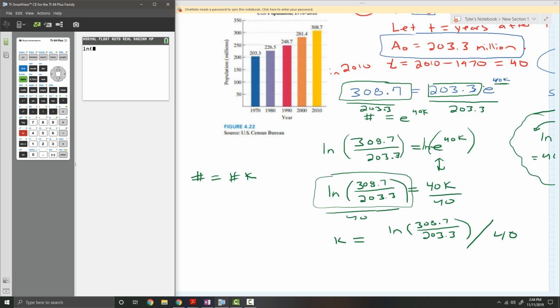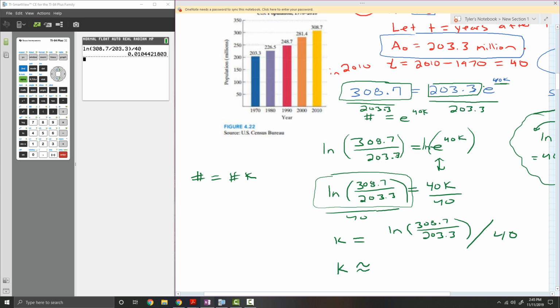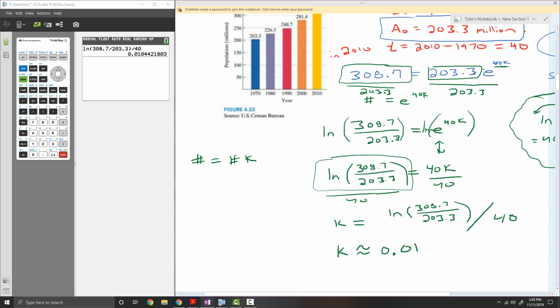So we can just hit the natural log of 308.7 divided by 203.3, and that's all divided by 40. You can see that we get roughly 0.01, right? So I'll just go out to 2 decimal places. So k is approximately 0.01. So now that I know what k is, I can plug in what we know.